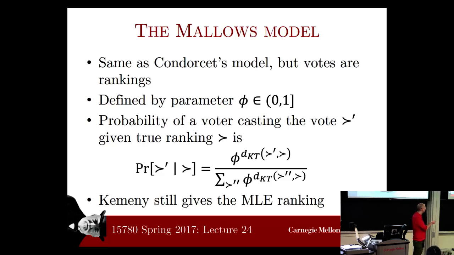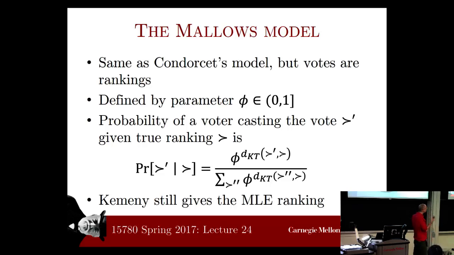Okay, so before we were saying, if there's some ground truth, how do we generate a vote? We compare every pair of alternatives. So this gives us a formula for what's the probability that a voter casts a whole ranking given the ground truth. So what is this thing? It's the parameter phi to the power of the Kendall-Tau distance between your ranking greater than prime and the ground truth. And this is normalized by the sum of this thing over all possible rankings.